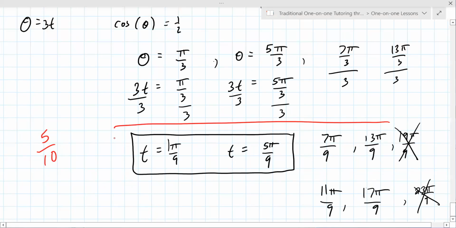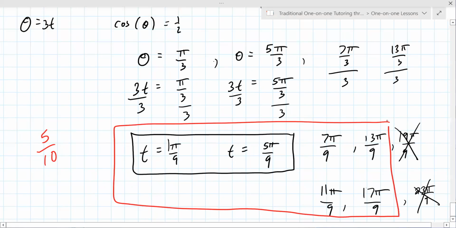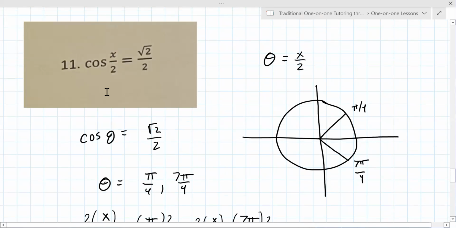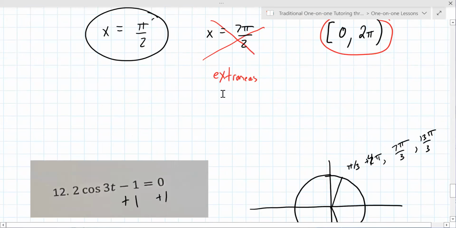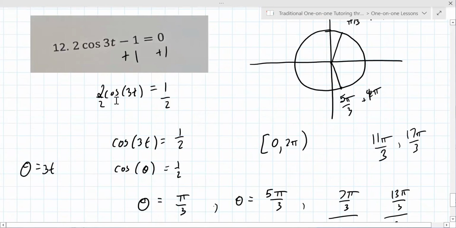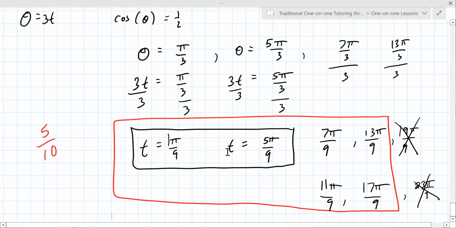So what you want to be looking out for with that period change, you really want the one where the period is a fraction, because then you cross out answers. And notice we only had to cross out one. When it's a whole number in front, you end up adding a bunch of answers to it.